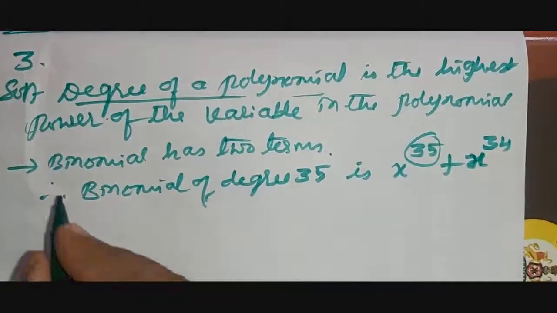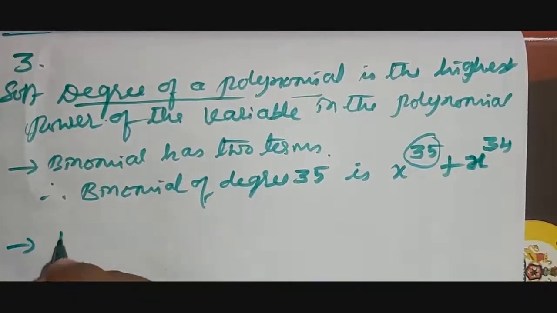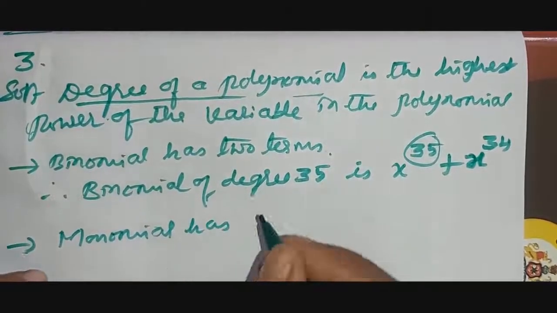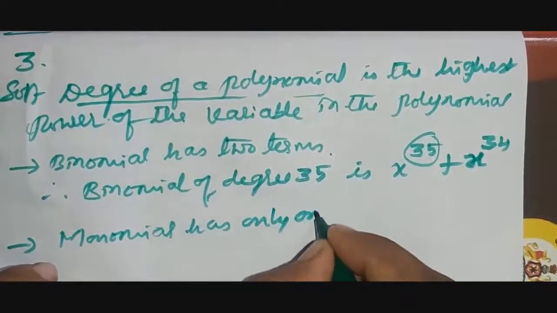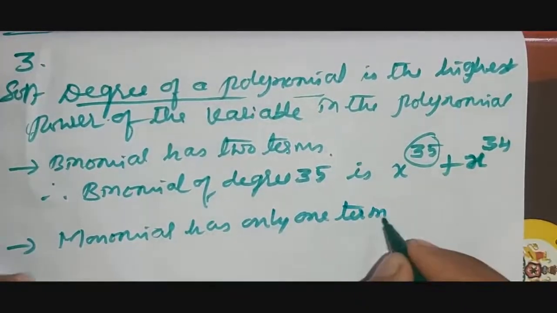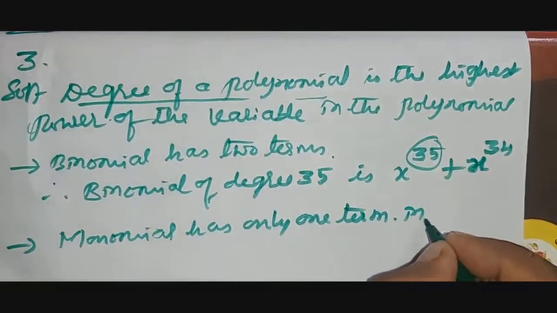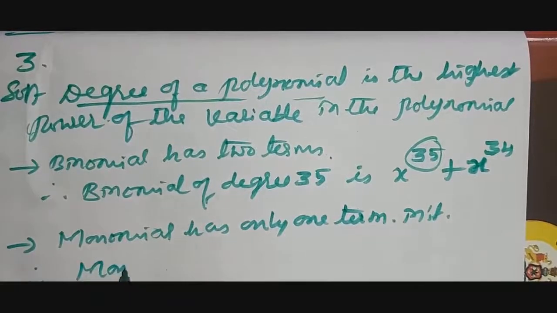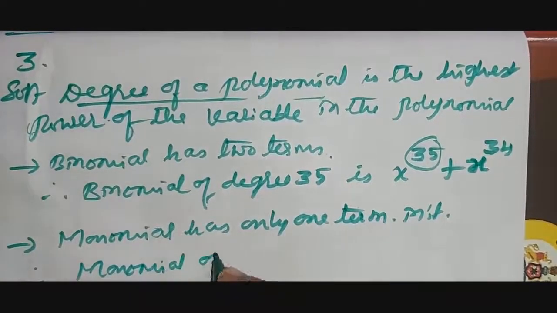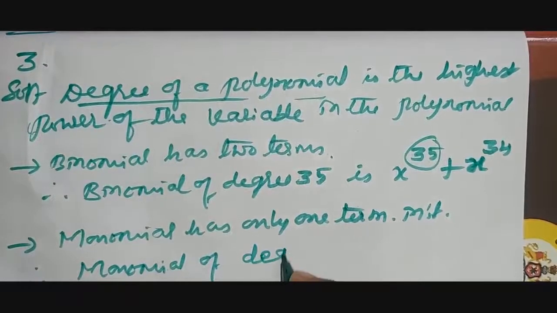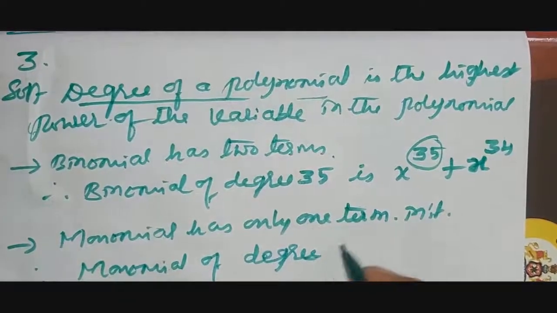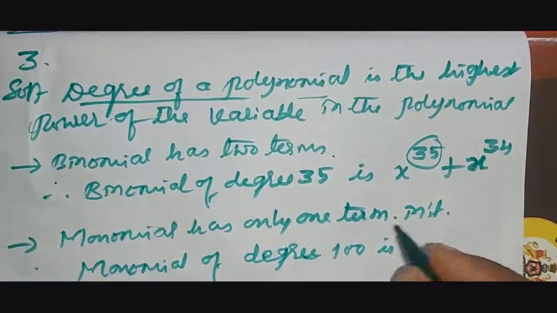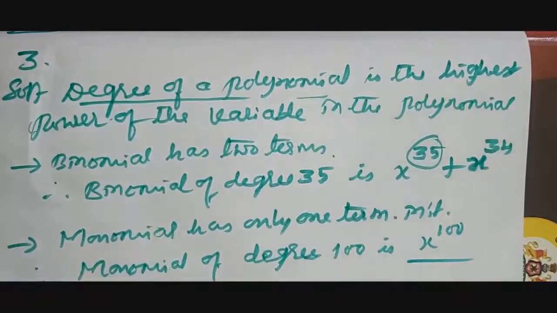Okay, next, monomial. A monomial has only one term. Therefore, a monomial of degree 100 can be written as x to the power of 100. This is the right answer.